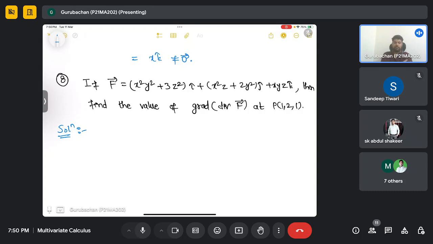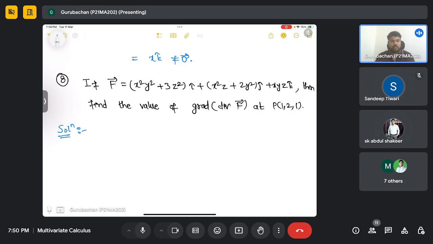First of all, tell me whether this grad of divergence of phi will be a scalar quantity or a vector quantity. Vector quantity. Good. Why? Because divergence of f is a scalar. Right. The gradient of a scalar is a vector. Good.